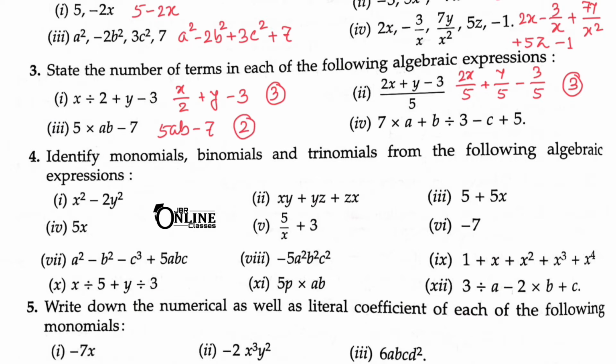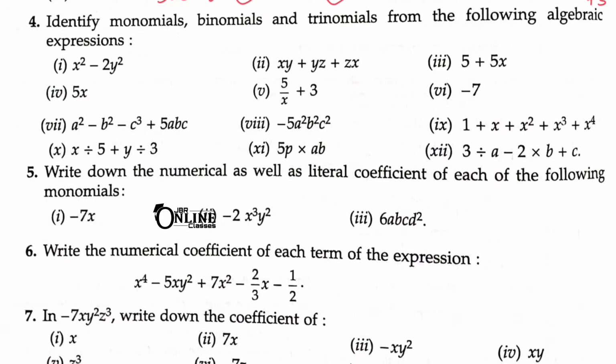And the last one here 7 into a. So it becomes 7a. Then plus b divide 3 means b by 3. And next one here minus c, last one here plus 5. So how many terms are there? Total 4 terms. Okay, 7a, b by 3, minus c, and 5.